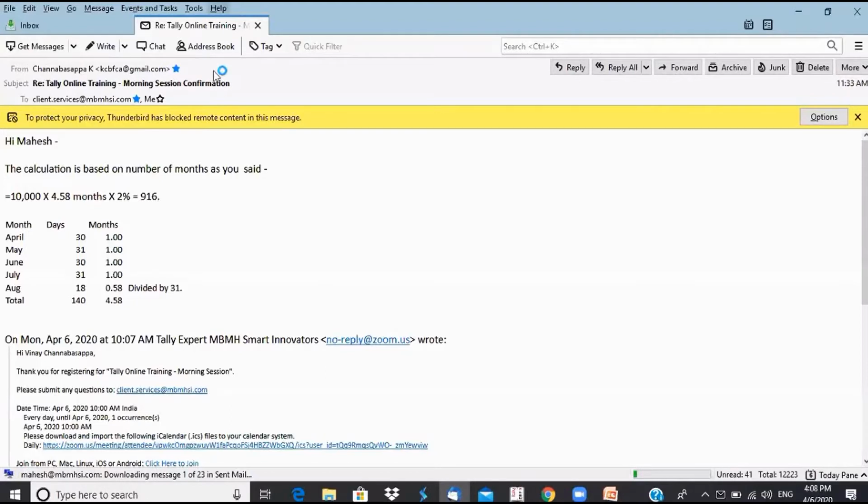Hope this gives a lot of clarity on how the calculations are made. The calculations are on your screen.